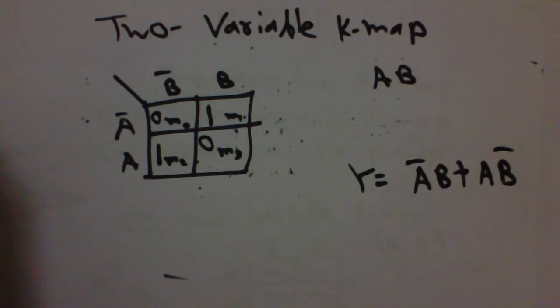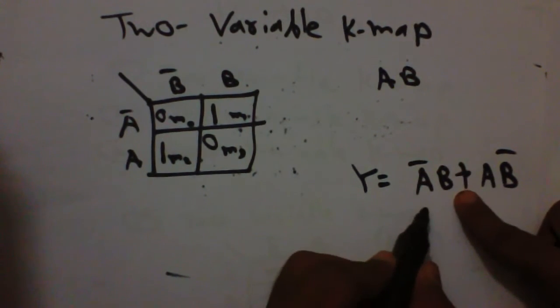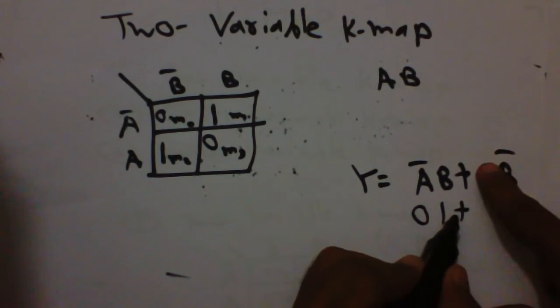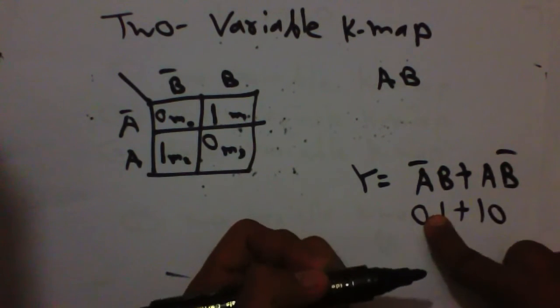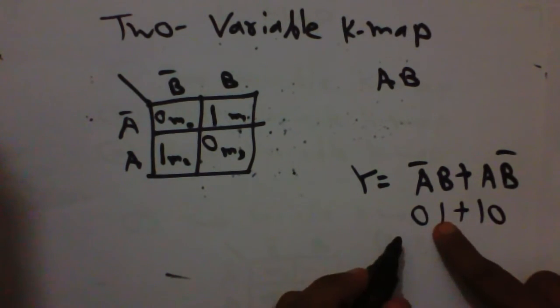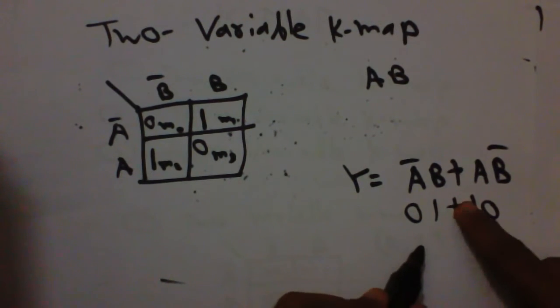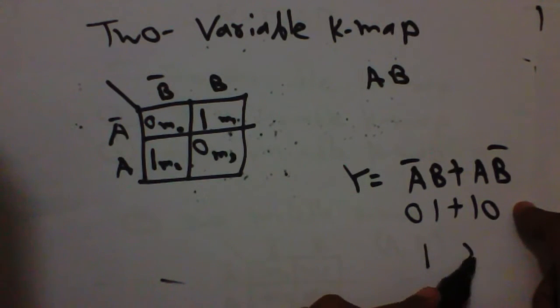Remember, in A bar B, bar means 0 and not bar means 1. Plus in A B bar, A is not bar so it is 1, and B bar means 0. This is in Boolean form. So 0 1 in binary means 1, and 1 0 in binary means 2.